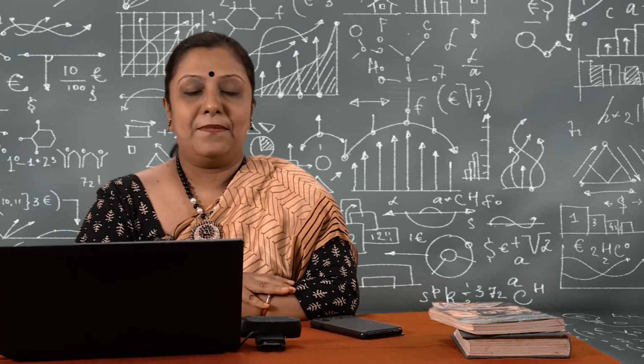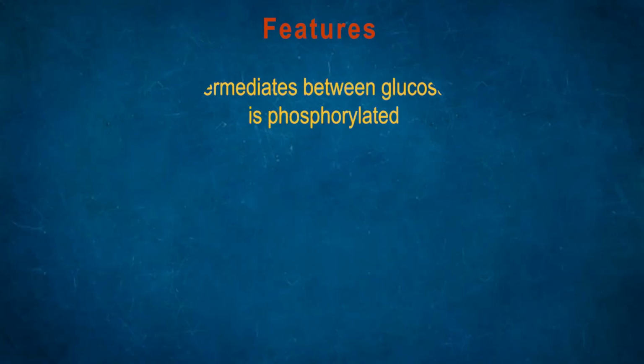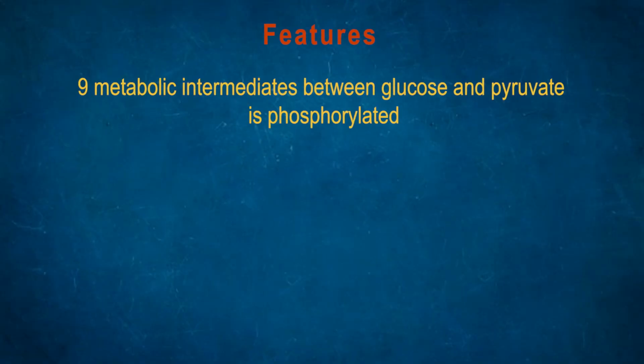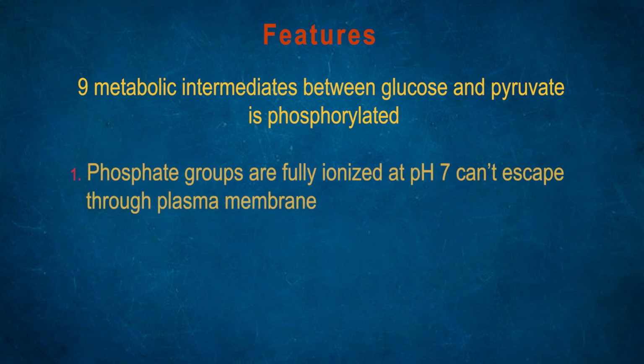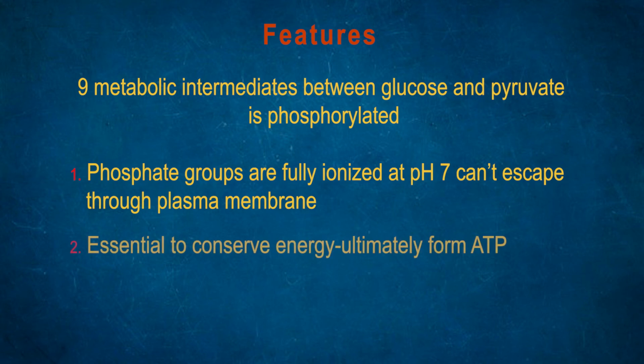So, features. 9 metabolic intermediates between glucose and pyruvate are phosphorylated. Why? There are 3 functions. Number 1, phosphate groups are fully ionized at pH 7, so they can't escape through the plasma membrane as they are polar in nature. The phosphates are the essential groups to conserve energy. Ultimately, it forms ATP.